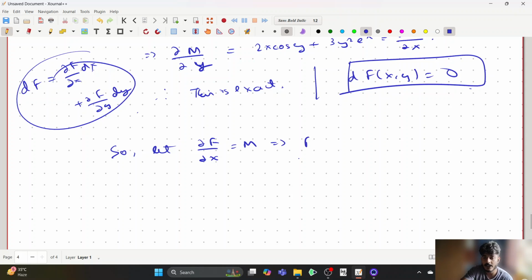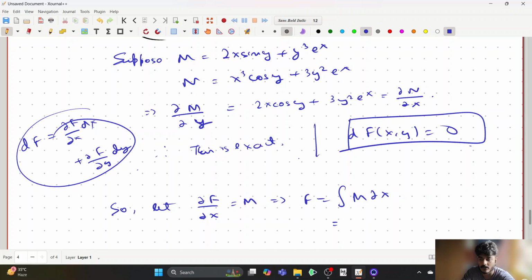In that case, we have f to be the integration of m partially with respect to x. So I just need to treat all the y's as constant. And since the y's are being treated as constant, the constant of integration will also be a function purely of y. So integrating m with respect to x, what do we get? Partially, we get x square sine y plus y cube e to the power x plus some function of y.